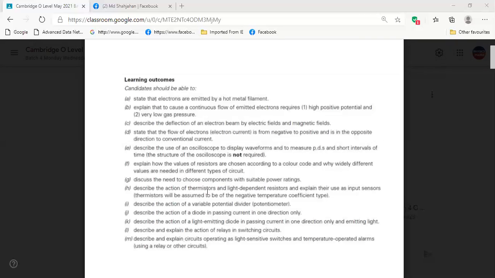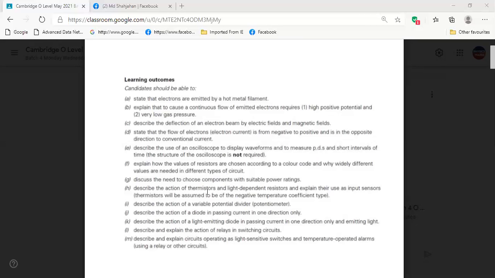And a light-dependent resistor is similar to a thermistor, but it works with light. It's not working with temperature, it's working with light intensity. So if the light intensity is more, then the resistance of this type of resistor decreases.